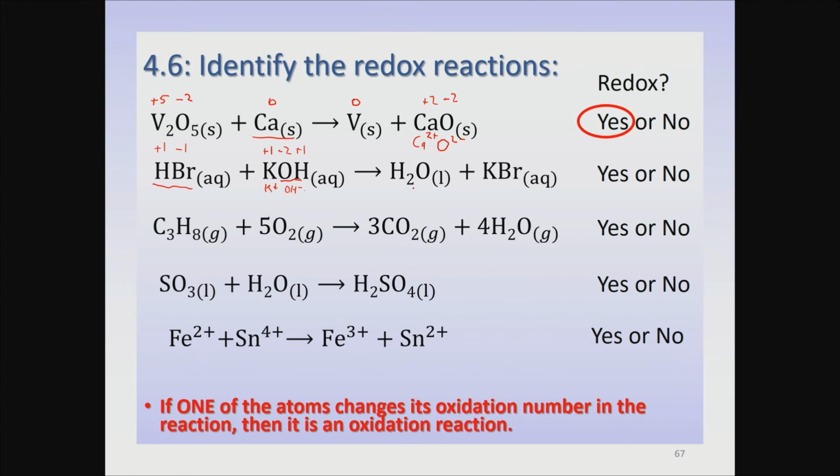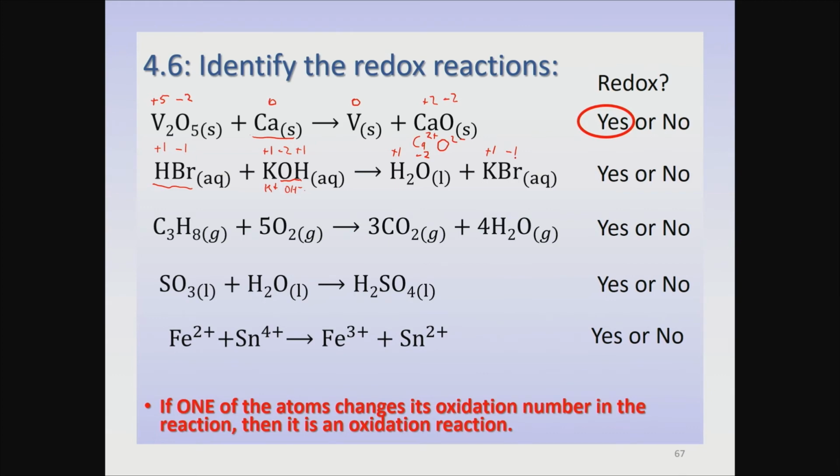Okay, water is a molecular compound. Oxygen in this class always has an oxidation number of -2. Hydrogen always has an oxidation number of +1. And then potassium bromide, this is an ionic salt, and so I'm hoping you'll figure out that potassium has an oxidation number of +1 and bromide has an oxidation number of -1.